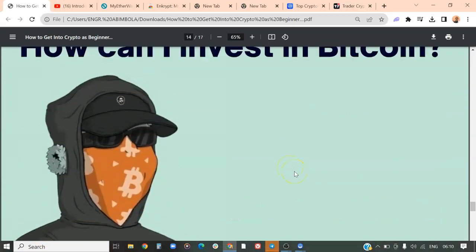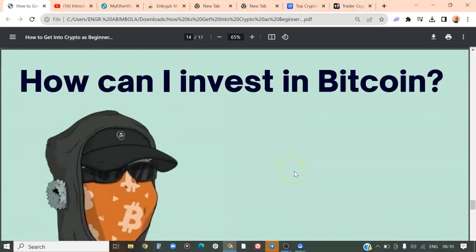How can I invest in Bitcoin? Like I said, it's quite simple. You invest in Bitcoin by creating your wallet. So if you go to this wallet, where is it again? The one we had earlier on, that even has a Bitcoin wallet right there.